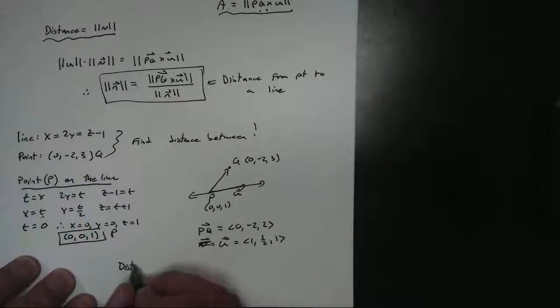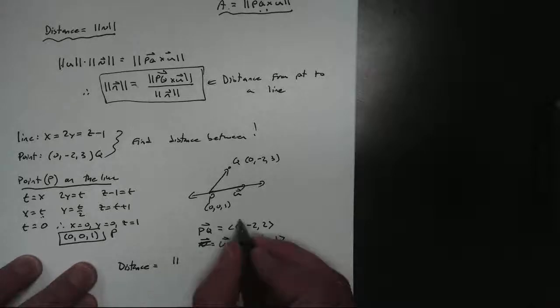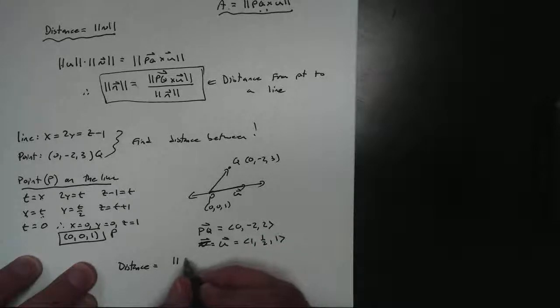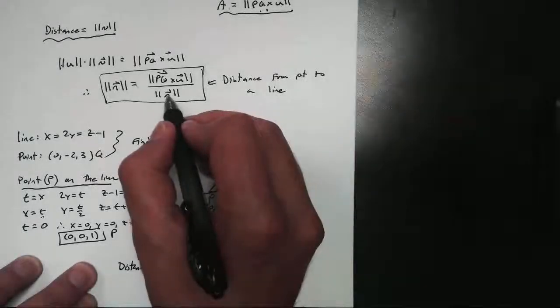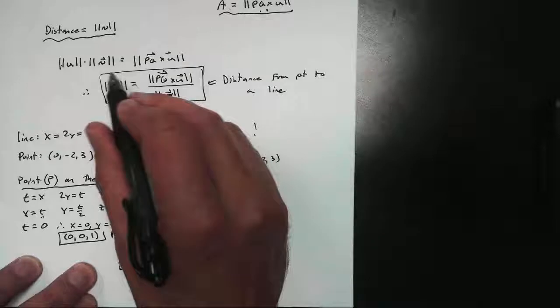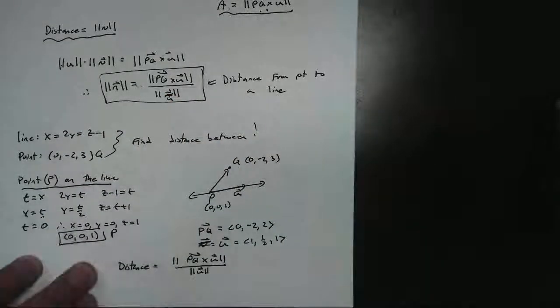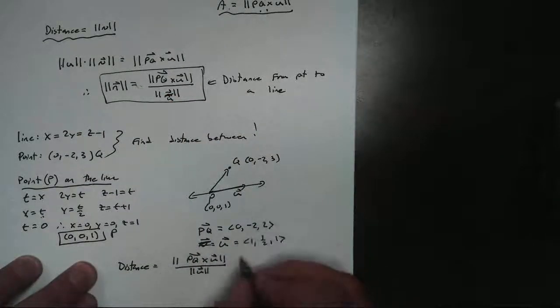To get the distance, we're going to take the magnitude of the cross product PQ cross u, and then we're going to divide that by the magnitude of u. Kind of weird, I should probably fix that to make that a u, right? It's my algebra there. You all probably noticed that beforehand, but sorry about that.